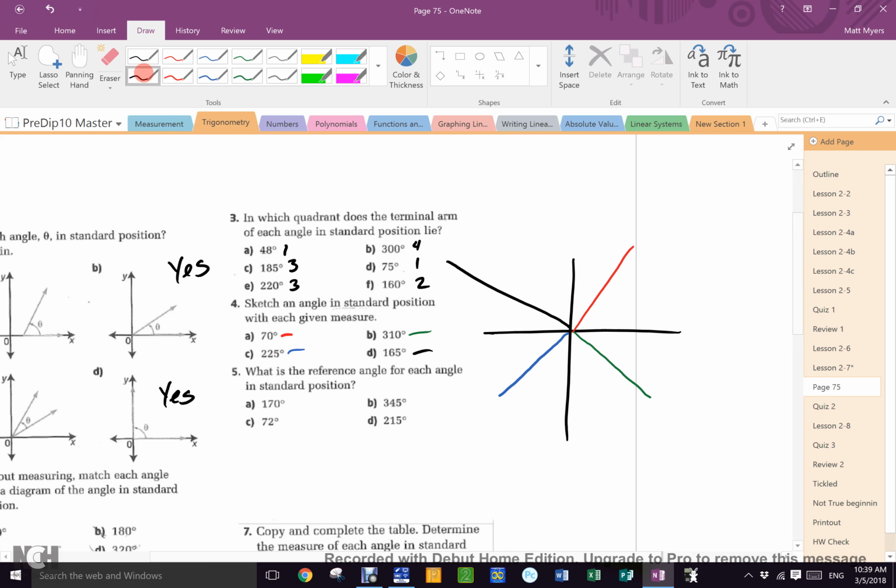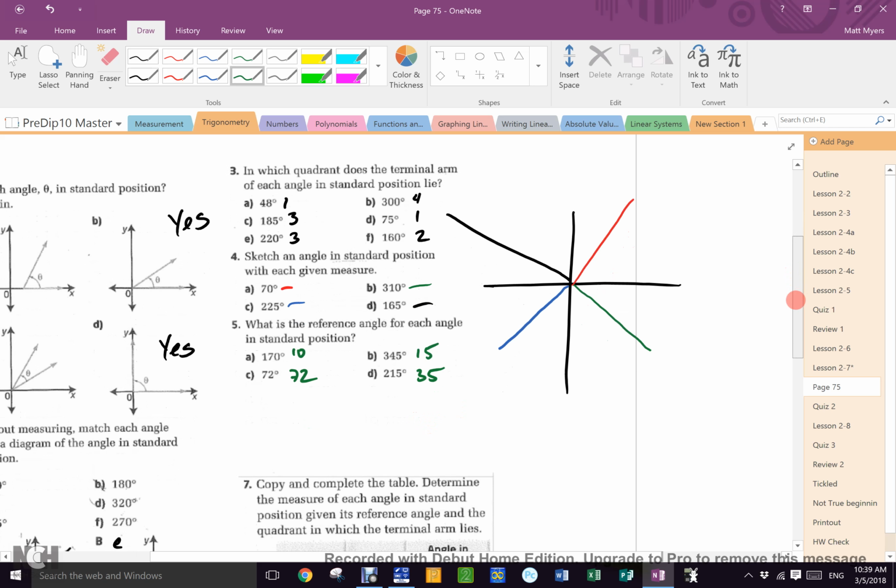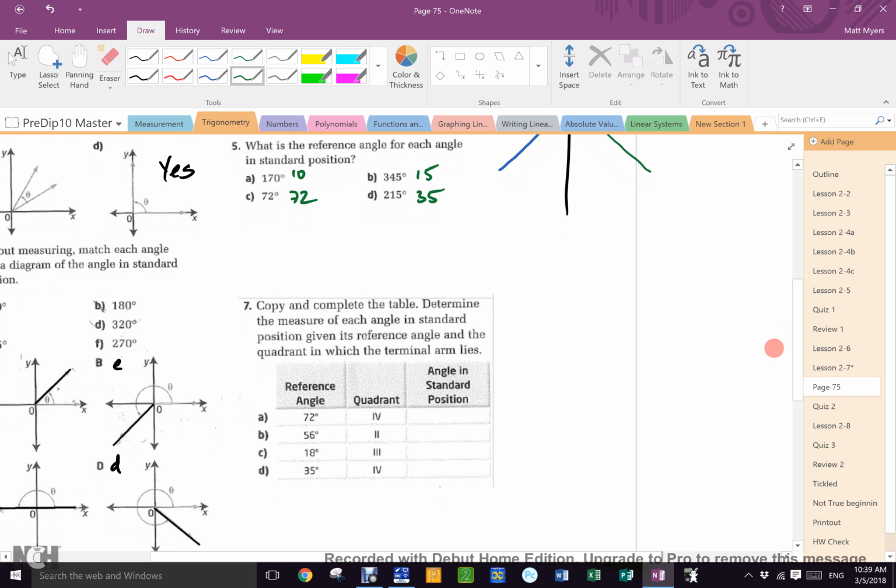Reference only. 170. 10. 345. 15. 72. 72. 215. 35. Somebody must have taught this to you guys really well.